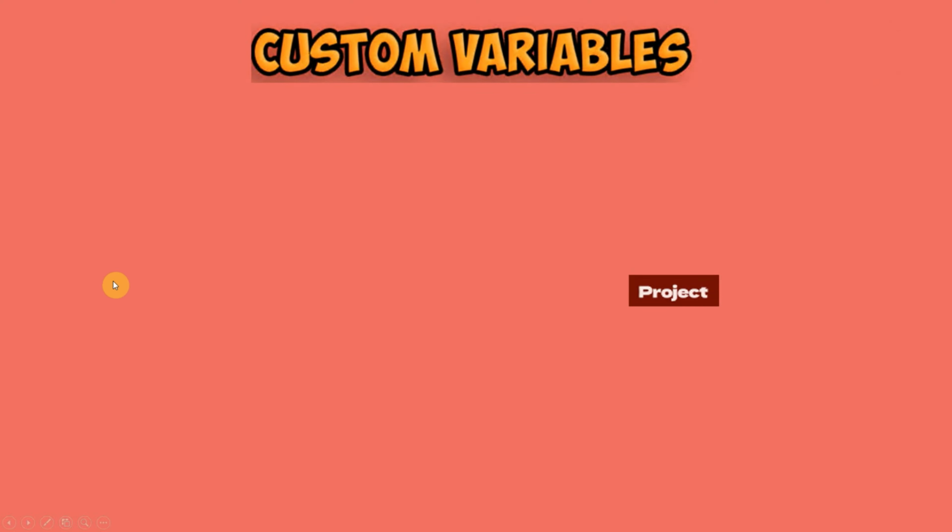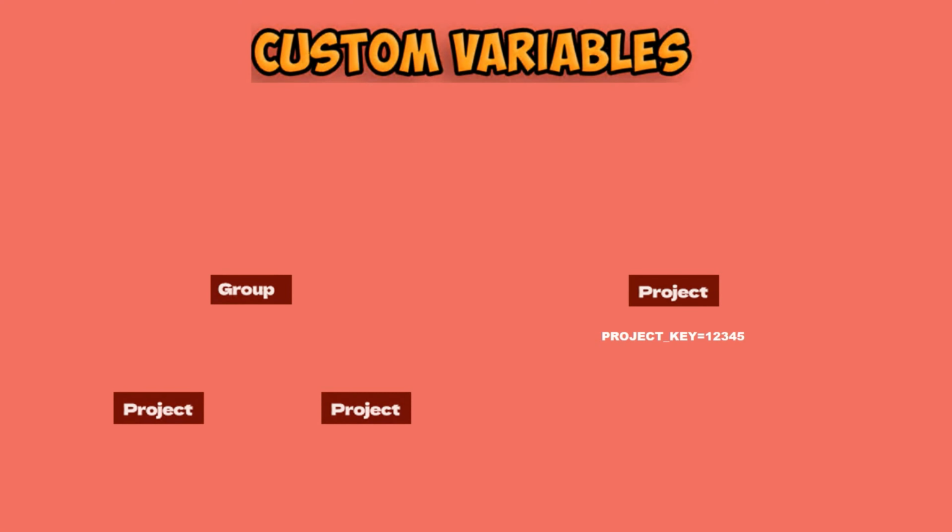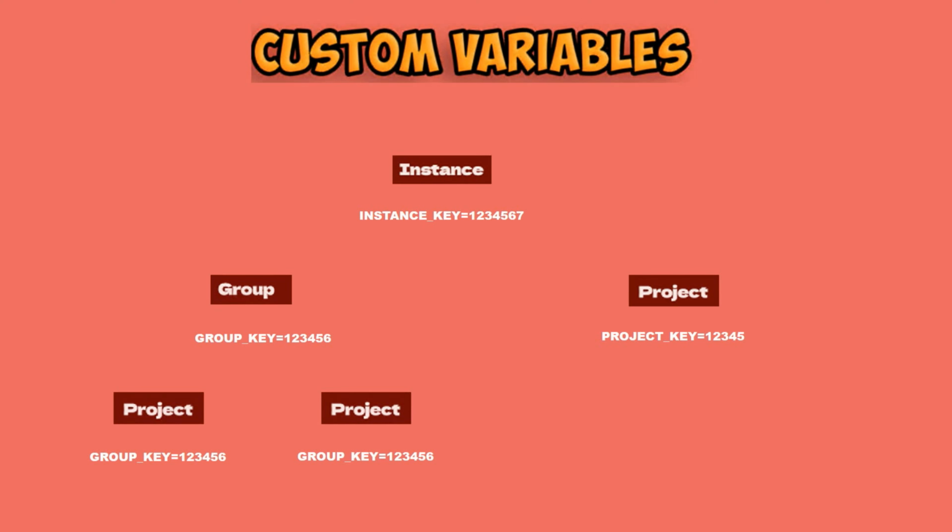For example, you have a project and you define your variable like project key with value 1, 2, 3, 4, 5, and this variable is defined only on the project level. But if you have a group with two projects in it and you define a group key on the group level, you automatically inherit your variable in all projects in this group. On top of that, you have instance variables that you can define, for example, an instance key with value 1, 3, 2, 3, 4, 5, 6, 7, and you inherit it in all projects and groups in this instance.